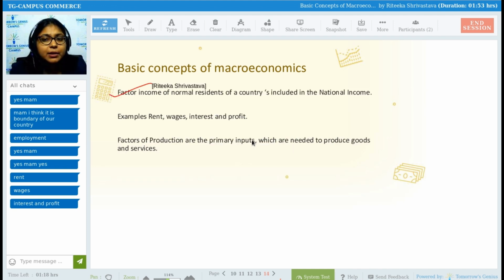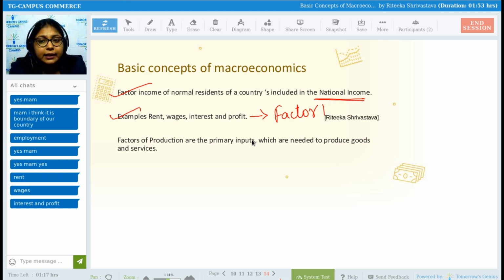So factor income of normal residents of a country is included in the national income. Example, rent, wages, interest, and profit. These are called factor income, and these incomes are included in national income. You will understand this more thoroughly when we start solving the numerical questions. When we study the different methods of national income, you will get more clarity on how these factor incomes are considered while calculating national income practically.